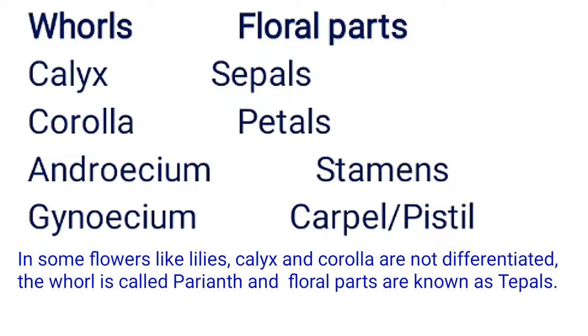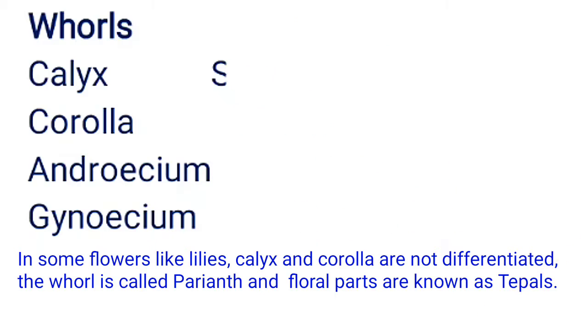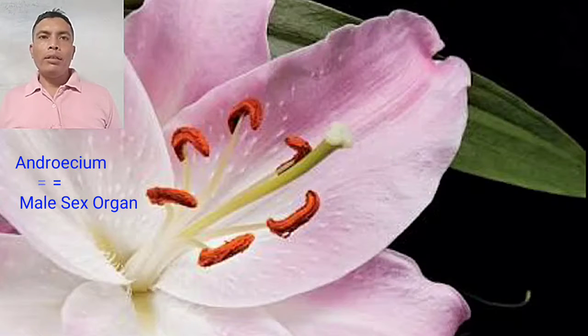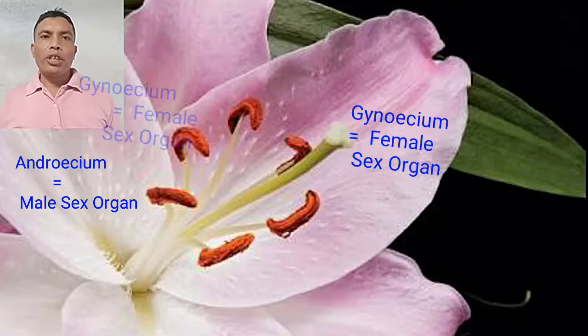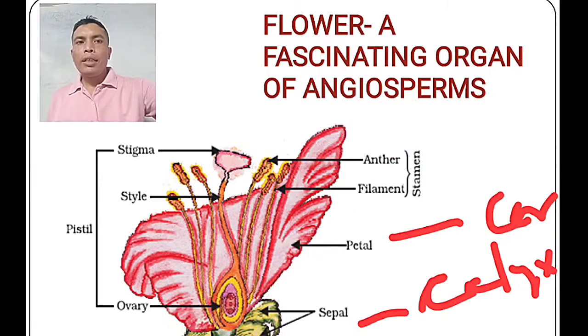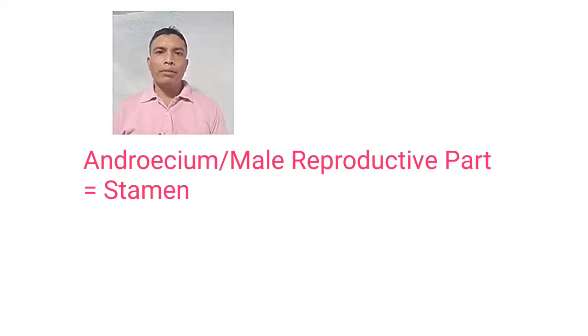Look here: calyx, sepals; corolla, petals; androecium, stamens; gynoecium, carpel or pistil. Androecium is the male sex organ and the gynoecium is the female sex organ. Calyx and the corolla are protective parts of a flower. Now let us learn about the male reproductive structure of a flower, that is stamen. The whorl is androecium, right?